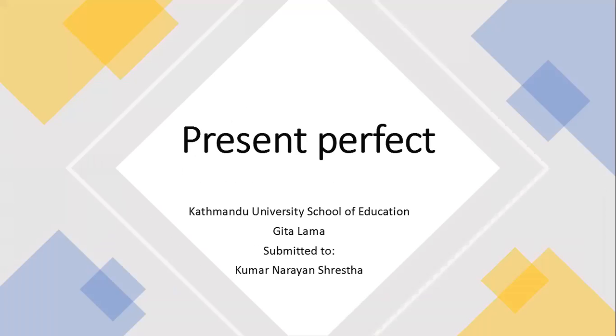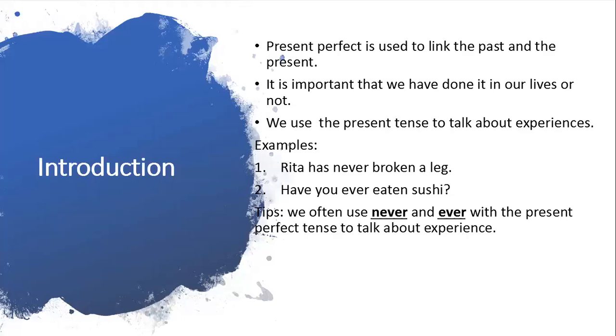Okay, so I'm going to talk about present perfect tense. So, what is present perfect tense? Present perfect tense is used to link the past and the present in the sentence, and it is important whether we have done it in our lives or not. So basically this tense shows what kind of things we have done or have not done in our life.